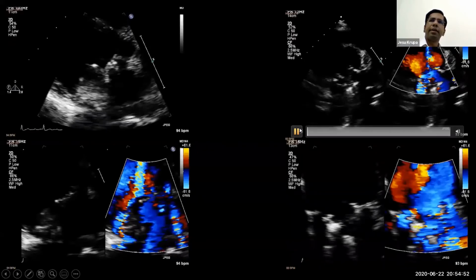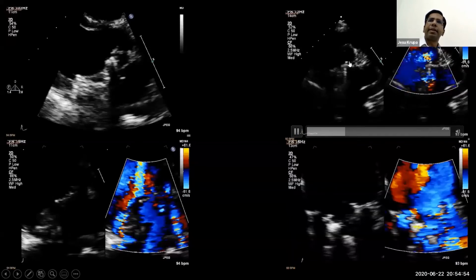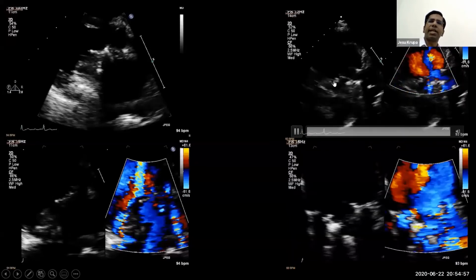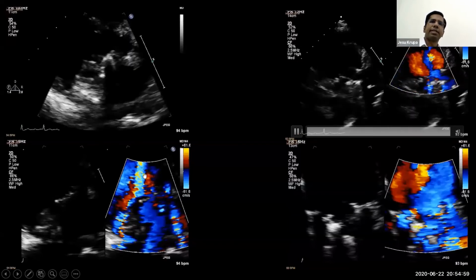Again, you can see the disc motion. This is the slightly modified 2-chamber short axis where you can see the discs moving.